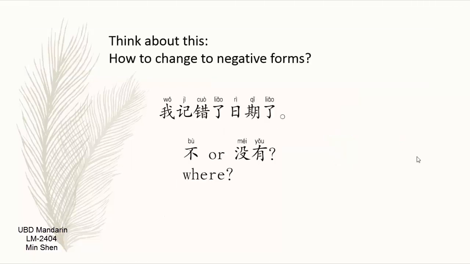And now think about this. You already know the structure. How about changing all the sentences to be negative? For example, 我记错了日期了. I remember the date wrongfully. The result is wrongfully. So how do you change this sentence to be negative, meaning I didn't, or I don't, or I haven't remembered the date wrongfully? Do you use a 不 or 没有 to show it's a negative sentence? And where do you put this negative form in the sentence? Please think about it. If you need more time, please pause the video.